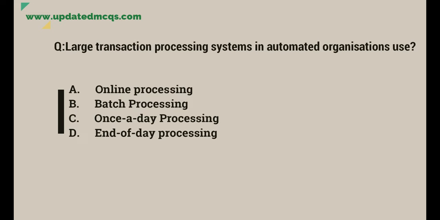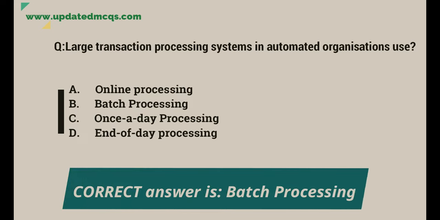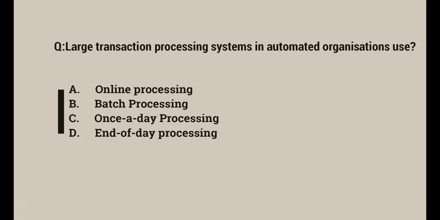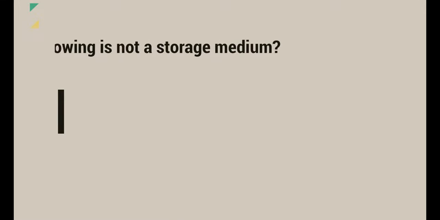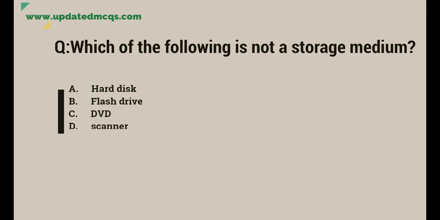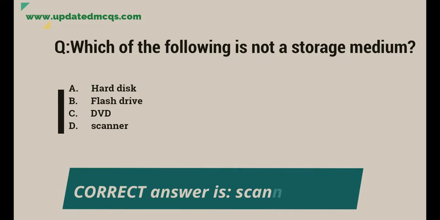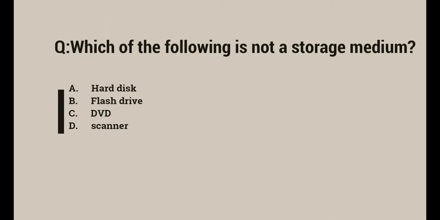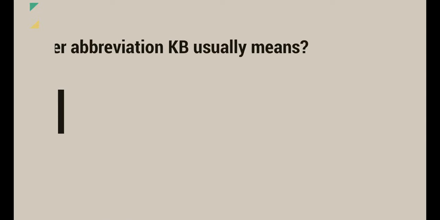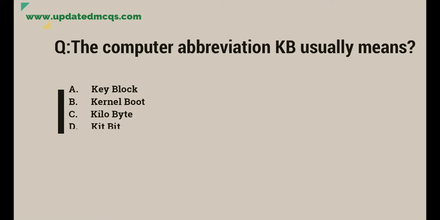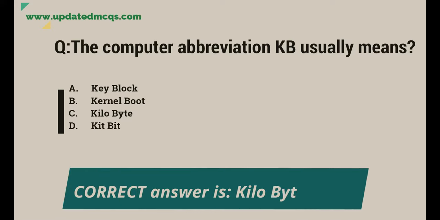Large transactions processing system is in automated organizations use batch processing. Which of the following is not a storage medium? Scanner. The computer abbreviation KB usually means kilobyte.